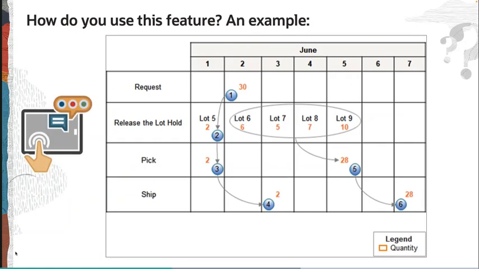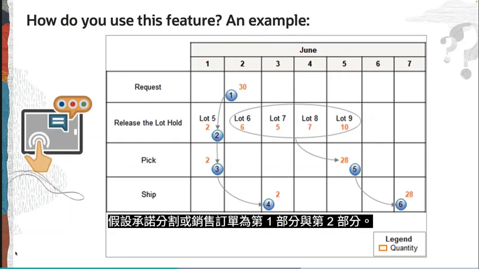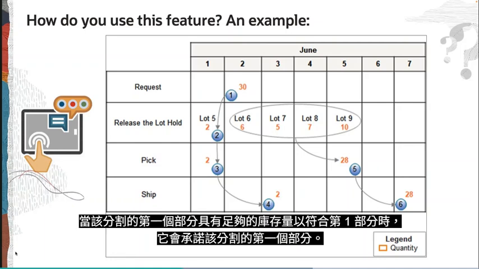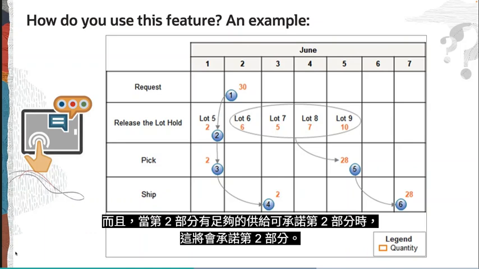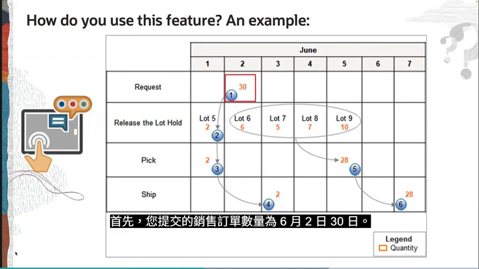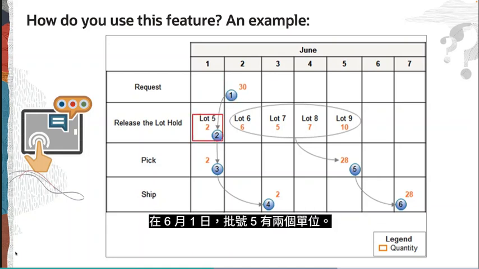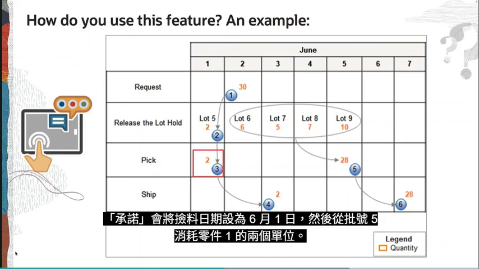Assume promising splits your sales orders into Part 1 and Part 2. It will promise the first part of that split when it has enough on-hand supply to meet Part 1, and it will promise Part 2 when it has enough supply to promise Part 2. First, you submit a sales order with a quantity of 30 on June 2nd. 2 units are available on June 1st in Lot 5. Promising sets the pick date to June 1st and then consumes 2 units for Part 1 from Lot 5.